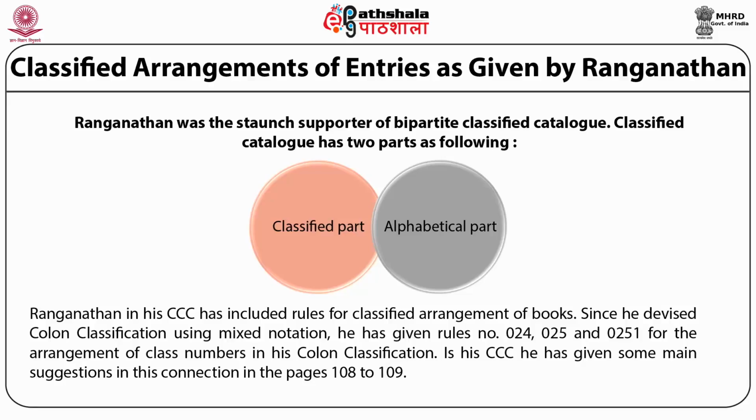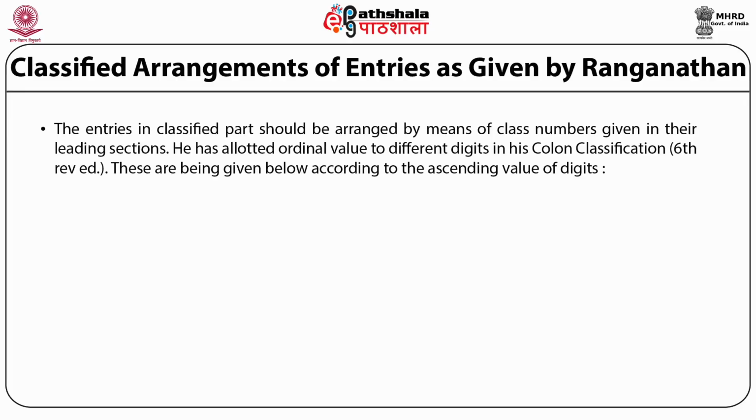Since he devised Colon Classification using mixed notation, he has given rules numbered 0 to 4, 0 to 5 and 0 to 51 for the arrangement of class numbers in his Colon Classification. In his CCC, he has given some main suggestions on pages 108 to 109. The entries in the classified part should be arranged by means of class numbers given in their leading sections.